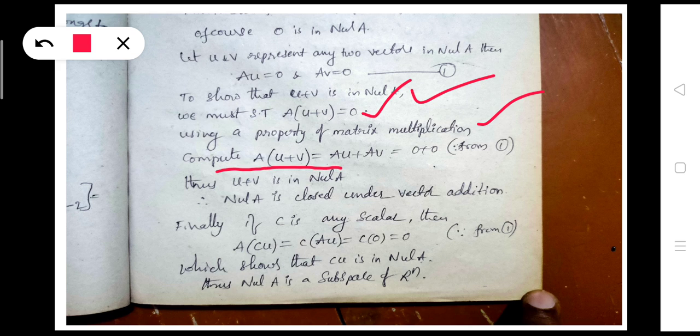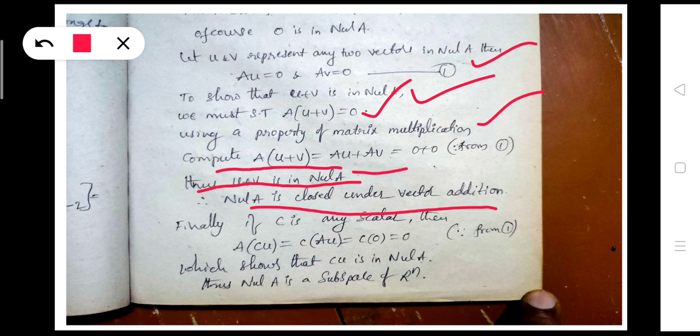A into u plus v is equal to AU plus AV. What is AU plus AV? From the earlier result, the value is 0 plus 0, which is 0. So A into u plus v is equal to 0, which means u plus v is in null A. So the second property is also satisfied. Therefore null A is closed under vector addition.